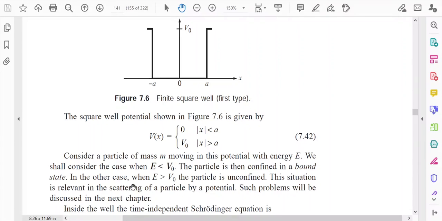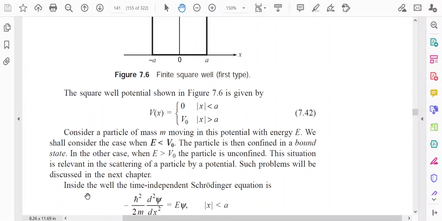And it may be that the energy is greater than V0, and when E is greater than V0, the particle is unconfined. As the energy of the particle is greater than the value of the potential energy V0, the particle cannot be confined, and this situation is relevant in the scattering of a particle by a potential, and we will discuss this phenomenon later. So, if we describe the Schrodinger equation, basically the time independent Schrodinger equation.